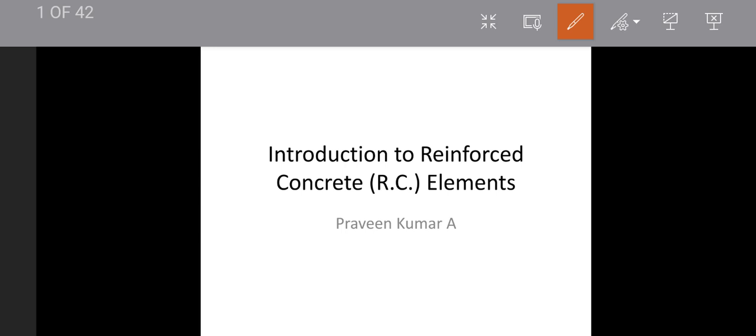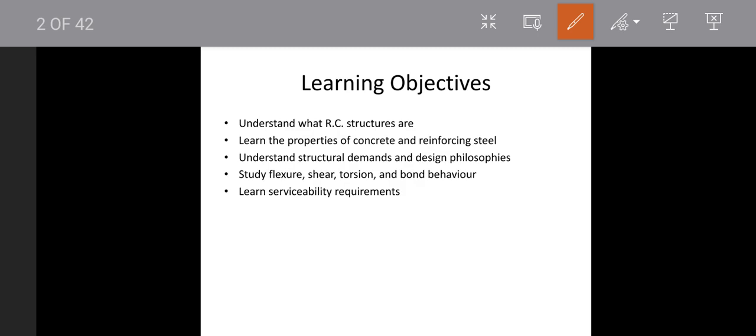In today's session, we are going to see about the introduction to reinforced concrete elements. So, in today's class, we are going to see what you mean by RC structures or RC elements, learn the properties of concrete and reinforcement steel, and understand the structural demands.